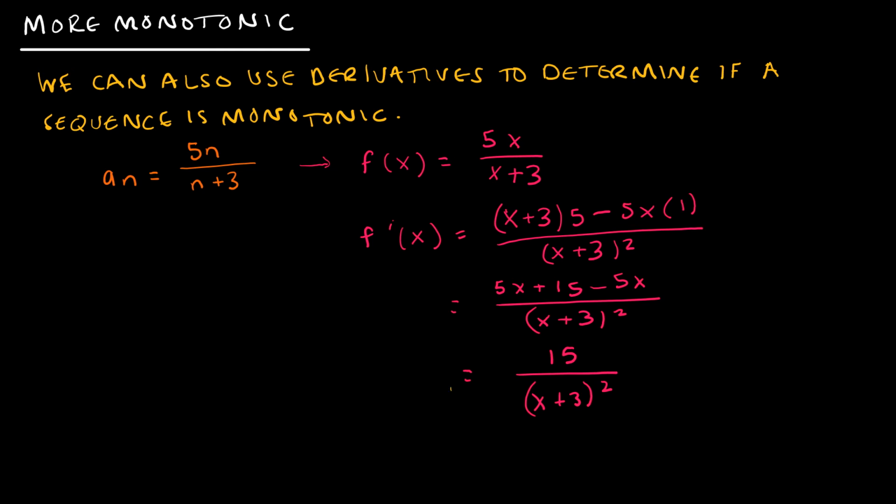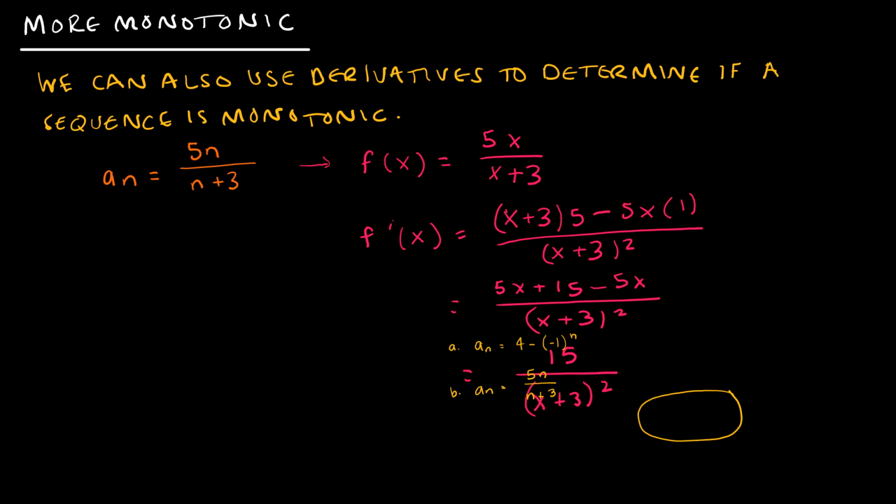Keep in mind that we also know how to find the derivative of a function. So using example B from our last slide, looking at the sequence of 5n over n plus 3, remember, I can look at that as a function, f of x equals 5x over x plus 3, and I can find the derivative of that function. And you can see I've just used the quotient rule there, and I have found the derivative.